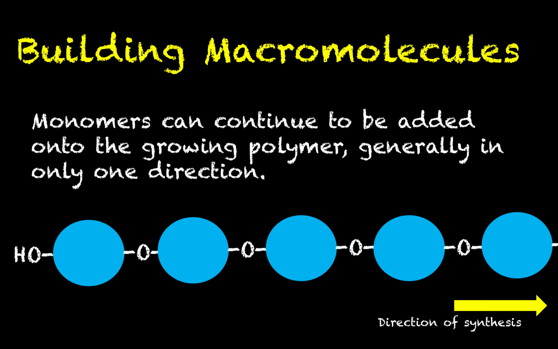But generally, the polymerization occurs only in one direction, and you can see that indicated with this yellow arrow here. In particular, we're going to see that's the case with protein synthesis and nucleic acid synthesis, in the idea that polymerization only occurs in one direction and not the other.